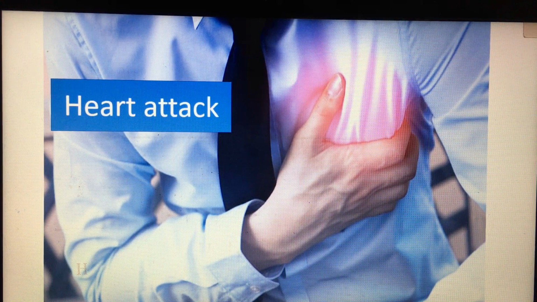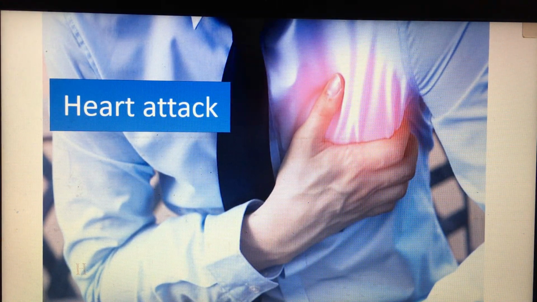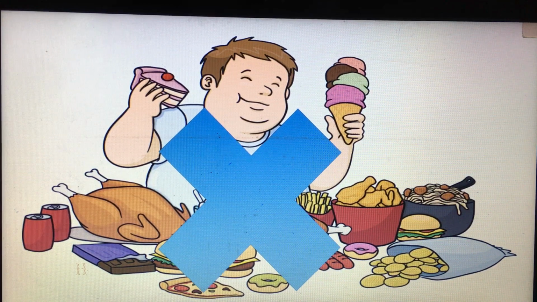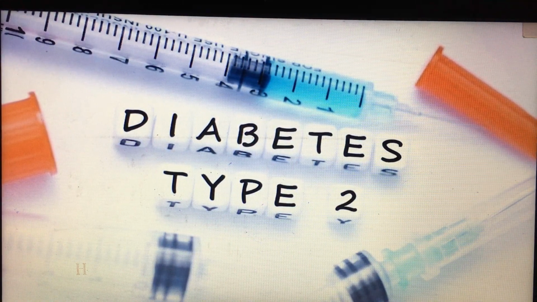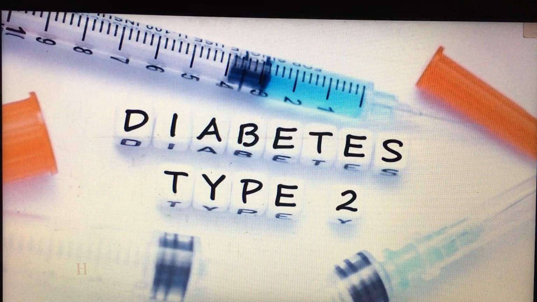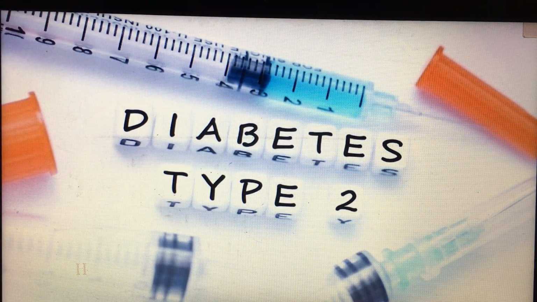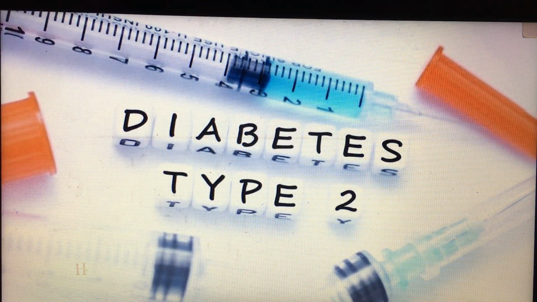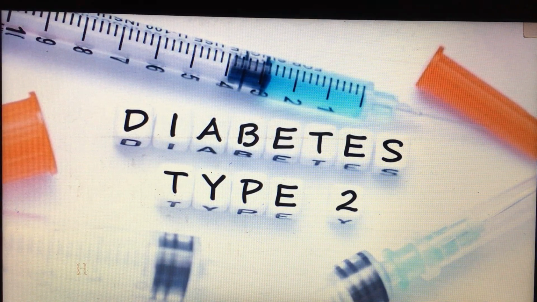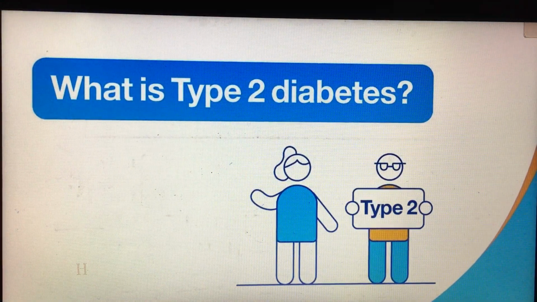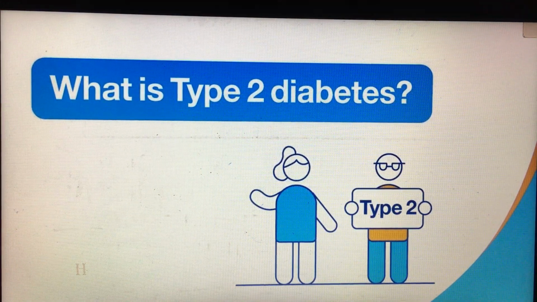Okay. Now, I'm going to explain another illness, which is type 2 diabetes. So, now we are going to start with diabetes type 2. Actually, we have more than one type of diabetes. So, now you have to understand what we mean by diabetes type 2. What is type 2 diabetes and how do our bodies use sugar which is in the blood?